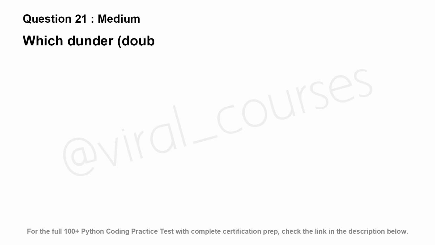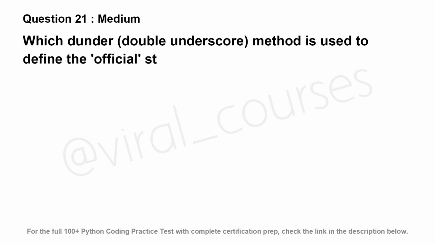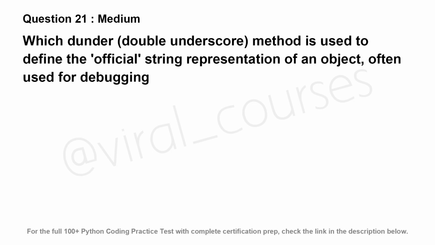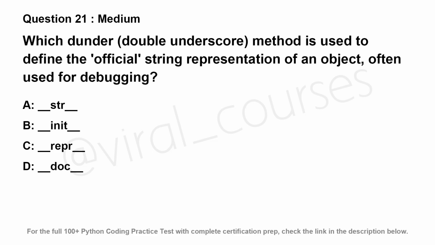Which double underscore method is used to define the official string representation of an object, often used for debugging? Option A, __str__. Option B, __init__. Option C, __repr__. Option D, __doc__.